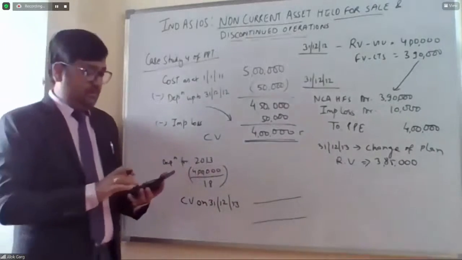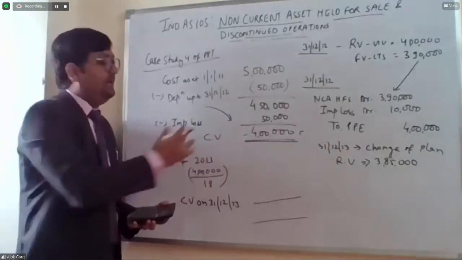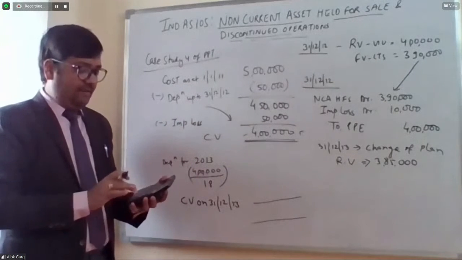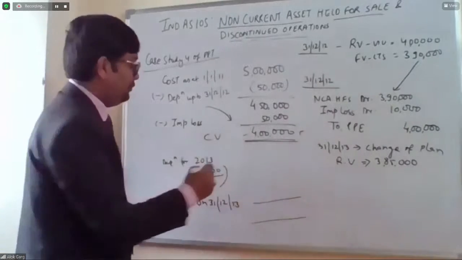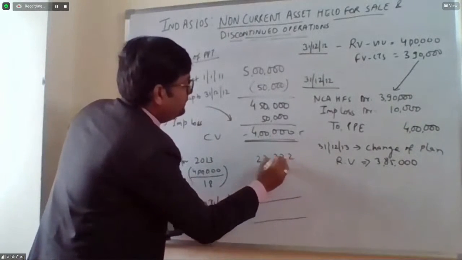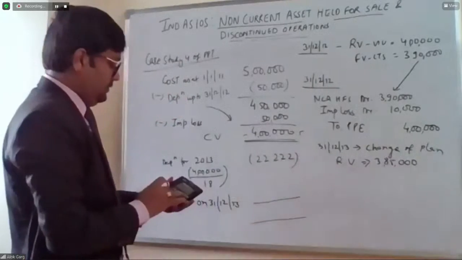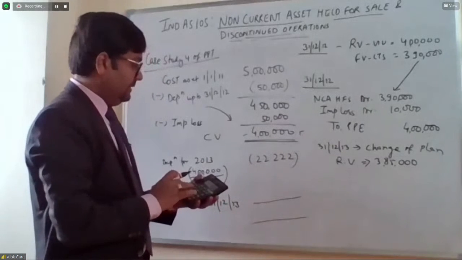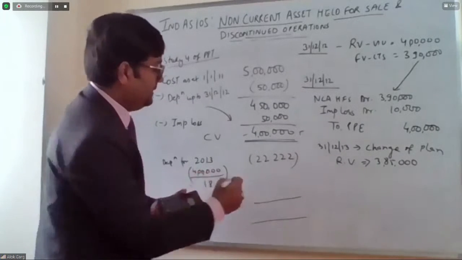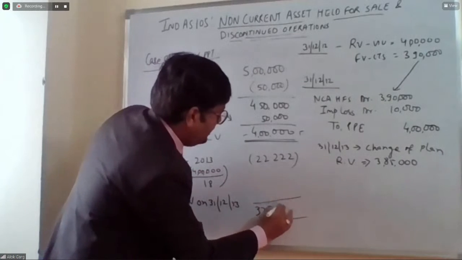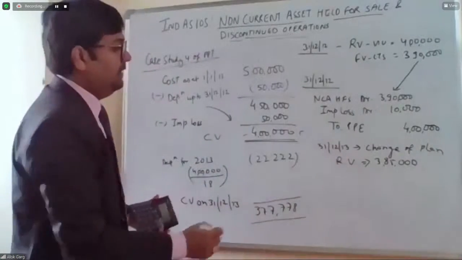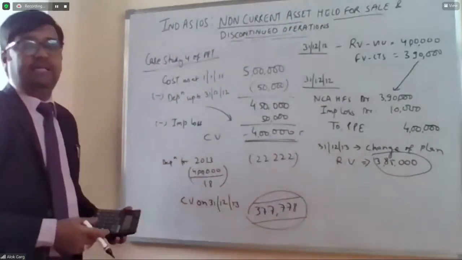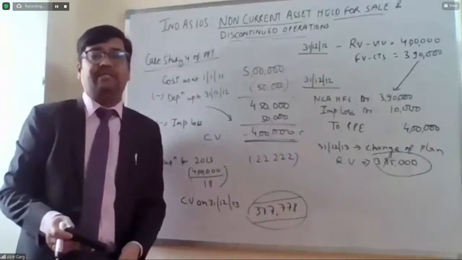Very good, Ambika. So the carrying value is 4 lakh as per IND AS 16 because impairment loss is required to be calculated as per IND AS 16. So 4 lakh divided by 18 will give you 22,222. So now, what will be the carrying value? The carrying value will be 4 lakh minus 22,222. It is 377,778. Now what is lower? The recoverable value is 385. The carrying value had the asset never been classified as held for sale is 377,778.